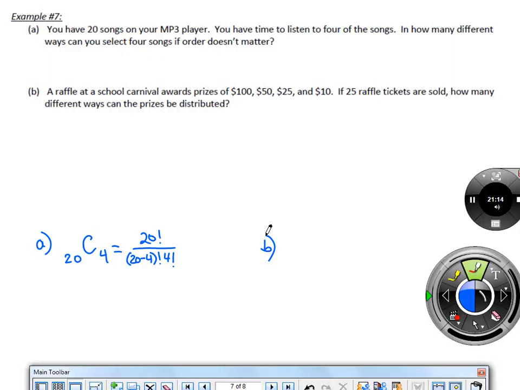Good. Since there are 4 different prize amounts, the order does matter, right? It's different for you if you're the person that gets the $100 than if you're the person that gets the $25. So everyone selected is not ranked equally. The order would matter, which means we want to calculate it with a permutation. So 25 raffle tickets, and we're picking 4. So this would be 25 factorial divided by 25 minus 4 factorial. And again, the calculator can do a bunch of that for you.